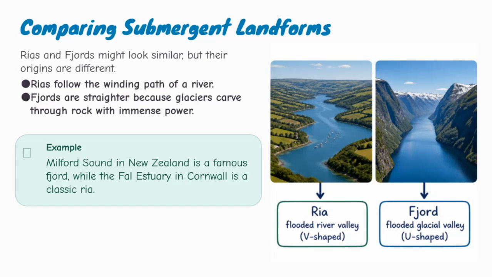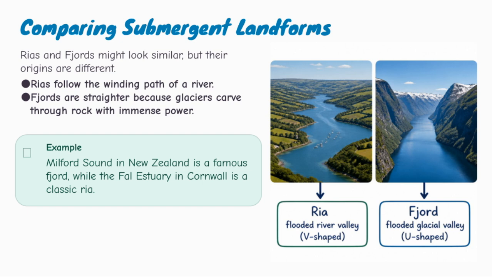Rias and fjords may look similar because both are flooded valleys, but their origins are different. A ria follows the winding path of a river valley. Rivers usually erode around bends and create more irregular, branching valley shapes. So when sea level rises and floods a river valley, the resulting ria often has a winding outline. The slide gives the Fal estuary in Cornwall as a classic example of a ria.